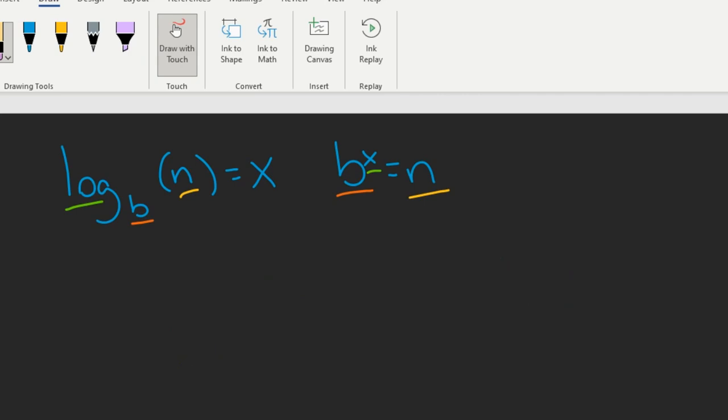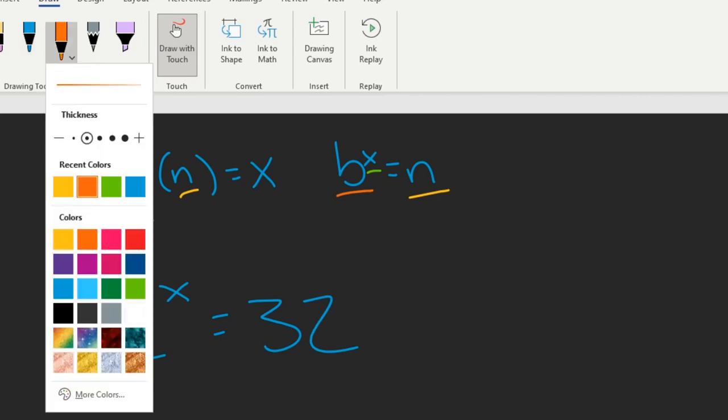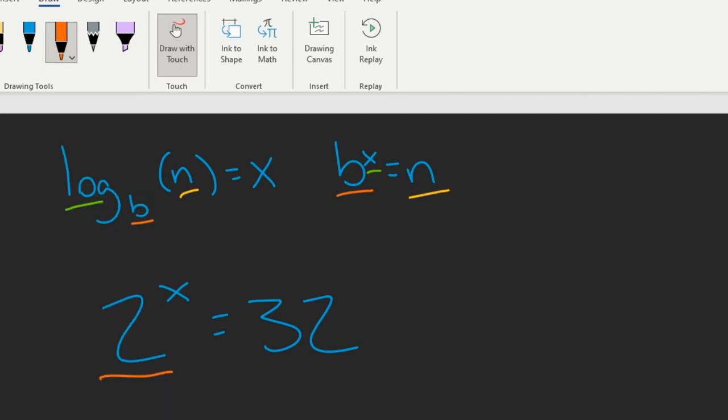So this next time, we're going to take an exponential and make a logarithm out of it. If we take 2 to the power of x equals 32, we can take the base from this one and reapply it where the base would be in a logarithm. So first, we have to write out log base 2, and then our argument is this number right here, and we're just going to put that in the argument spot. So parentheses 32 equals x.